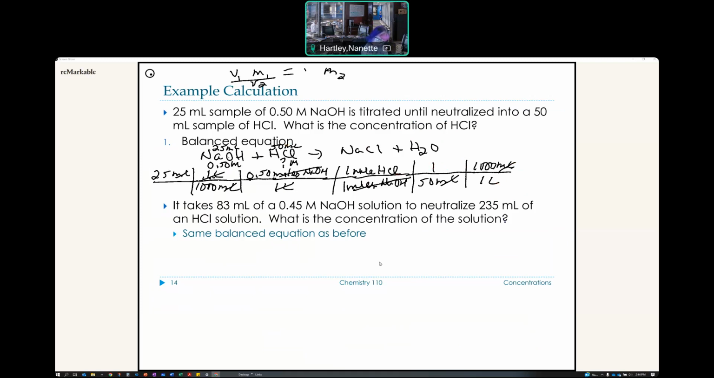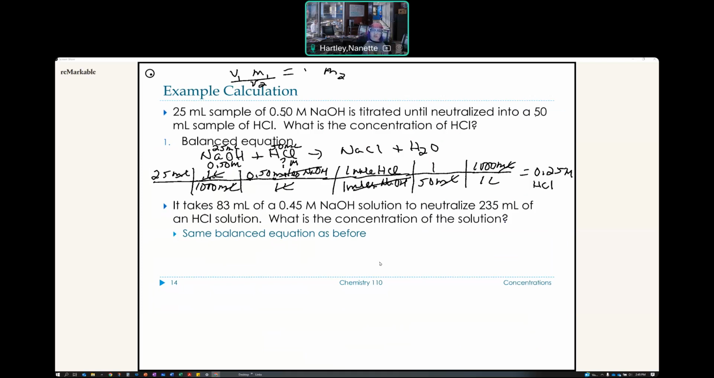25 divided by 1,000 times 0.5 divided by 50 times 1,000. I end up with 0.25. Now, looking at my numbers that I have, 2 sig figs, 2 sig figs, 2 sig figs, so 0.25 molar is appropriate. And that's 0.25 molar HCl. And that makes sense to me.